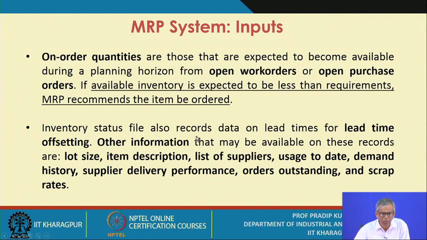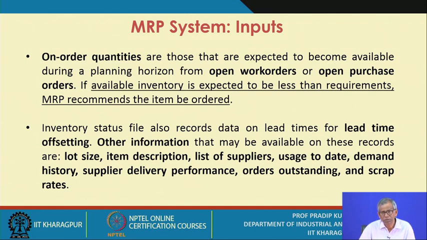Inventory status file also records data on lead times or lead time offsetting. Then constantly you need to change the lead time as the time passes. Other information that may be available on these records are, so please note down all these points. The first one is the lot size. So you must be able to determine the lot size, or sometimes this is referred to as the working stock. Item description, then list of suppliers.